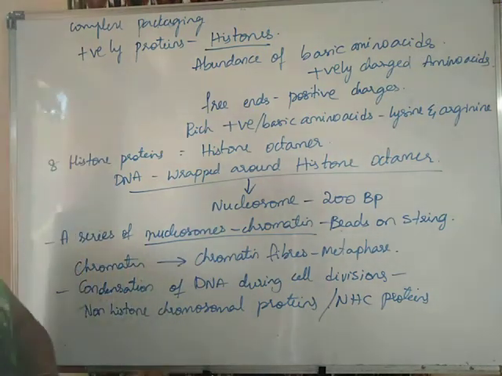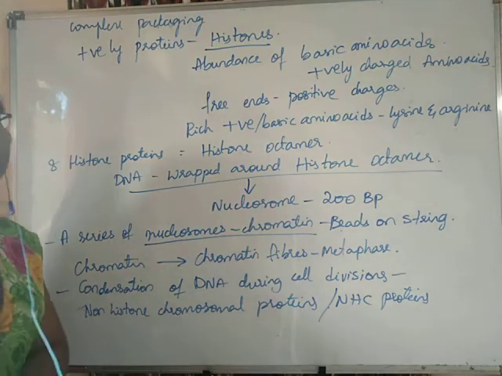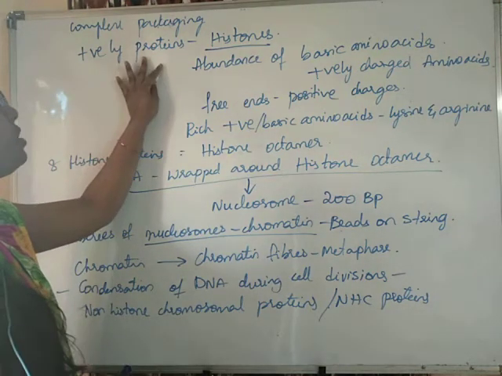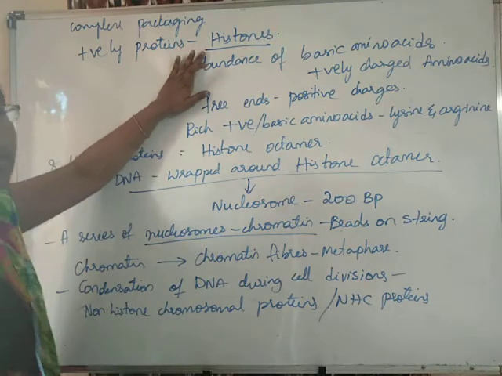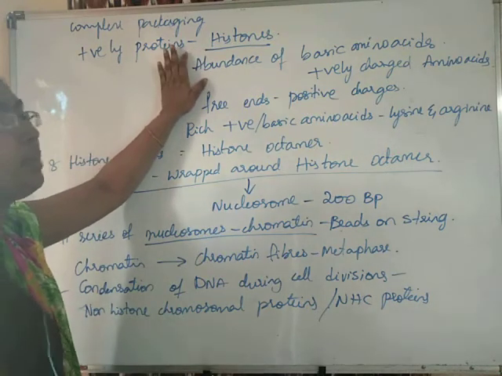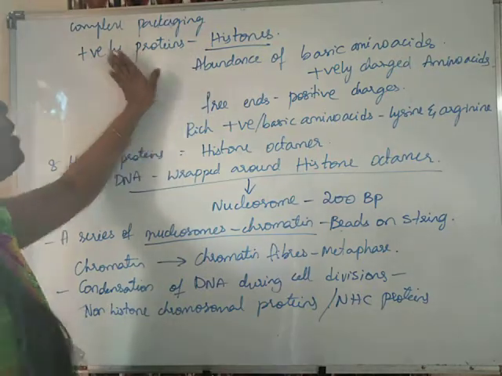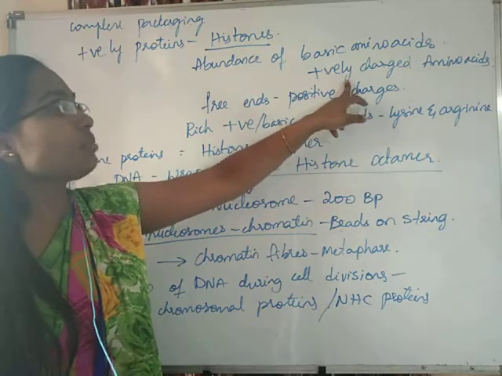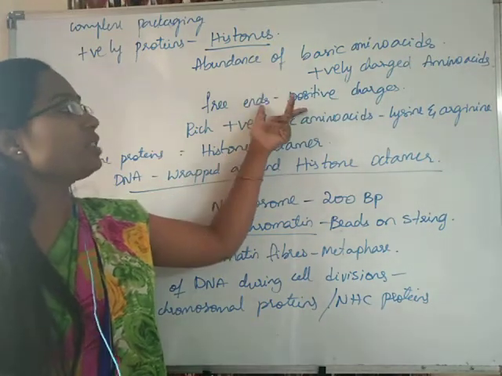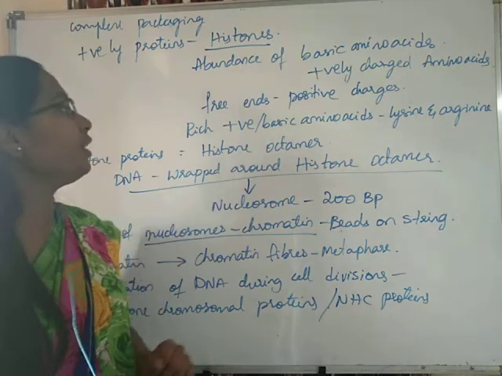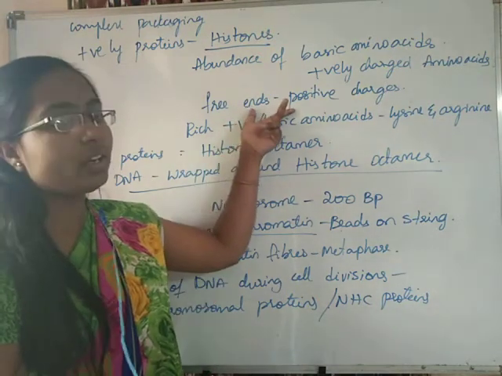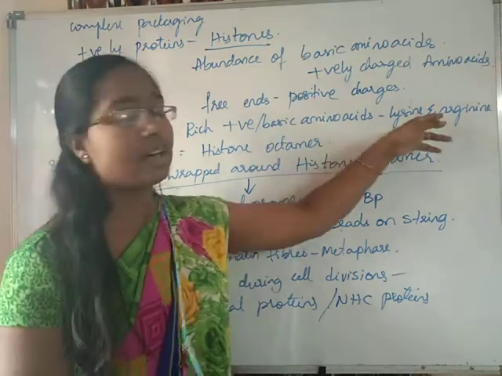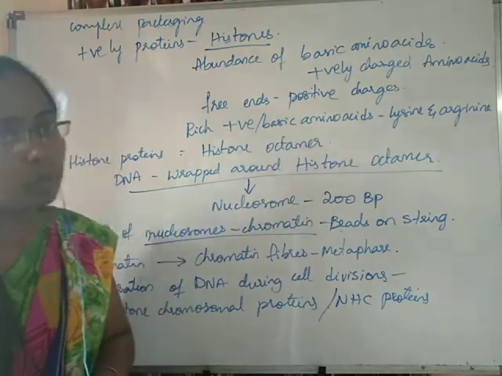So this is about a few points related to the packaging of DNA in the case of human beings, in eukaryotes. Positively charged proteins, histones, are involved in the packaging of DNA. An abundance of basic amino acids are there in these histones, which are positively charged amino acids like lysine and arginine. That is why these histone proteins are positively charged.